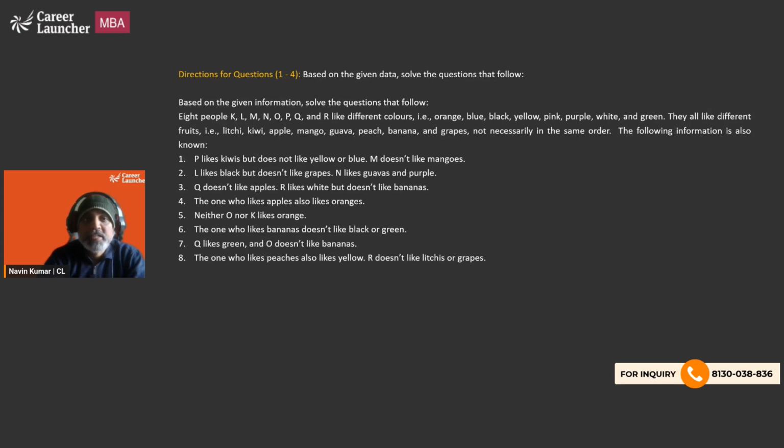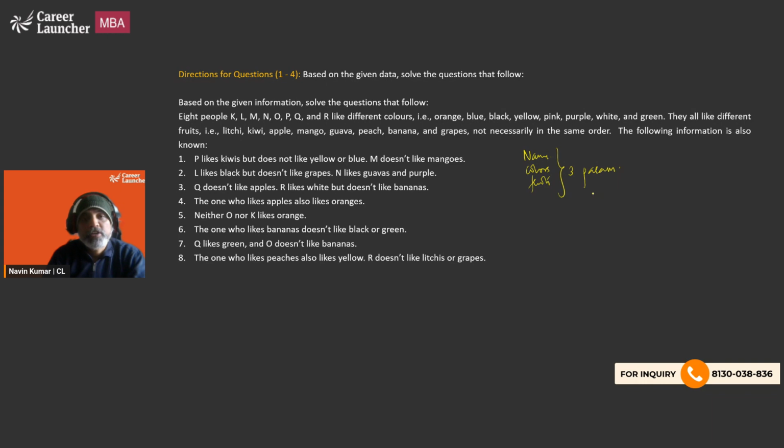P likes kiwis but does not like yellow or blue. M doesn't like mangoes. L likes black but doesn't like grapes. N likes guava and purple, and so on and so forth. So basically, the first step is to find the number of parameters. So we can see that we have got the names of the people, and then we have got the colors, and then we have got the fruits. So it's a 3-parameter set.